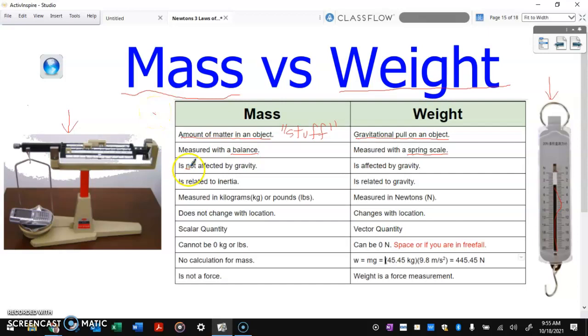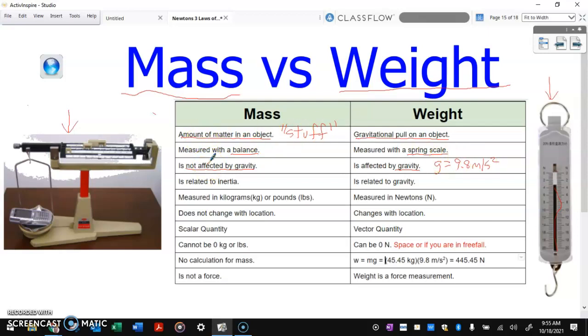Mass is definitely not affected by gravity. Gravity has no effect on mass. However, weight is greatly affected by gravity. The gravitational pull on Earth is 9.8 meters per second squared. That is how much of a pull that people have standing on the surface of Earth. The Moon is a little bit different. It's much less than that.